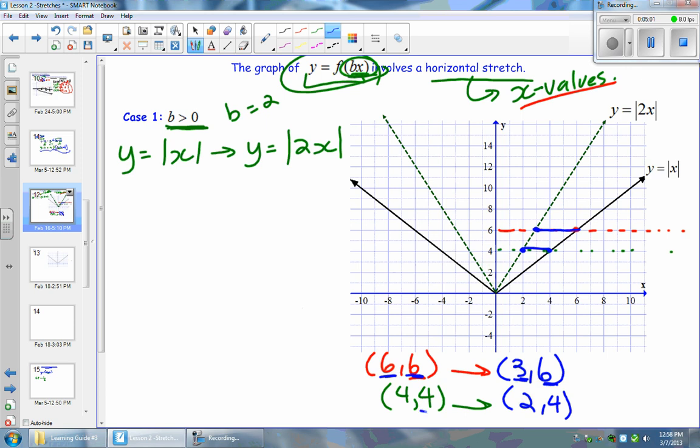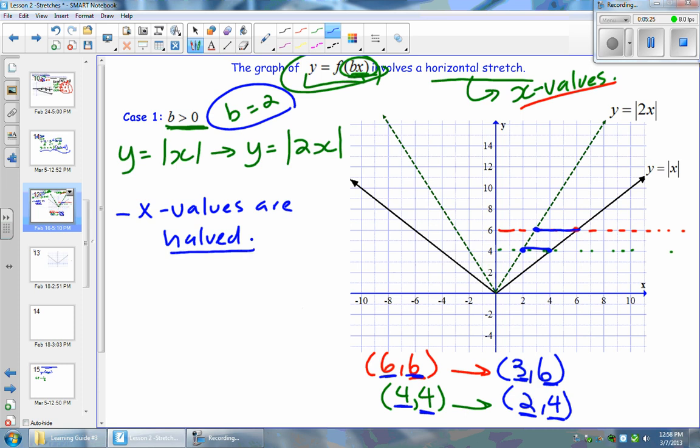So remember, our y values stayed the same, which is good. What we're concerned with is what happened to the x values. Well, look at the x values. We went from 4 to 2, okay? So we halved our x coordinates. So let's write that there. X values are halved, okay? Notice what our b value was. Our b value was 2, and our x coordinates were halved.